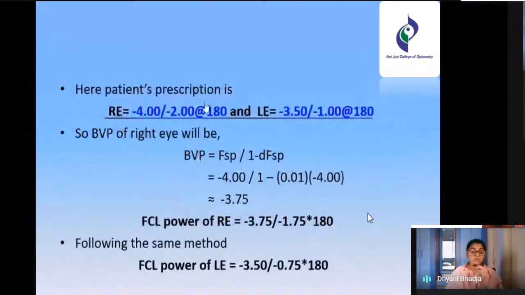So here the patient's prescription is right eye having -4 with -2 at 180 and left eye having -3.5 with -1. So BVP of the right eye, using this formula, will be -3.75. So the final contact lens power of the right eye will be -3.75 with -1.75 at 180. And similarly, using this formula, the final contact lens power of the left eye will be -3.5 with -1.75, correct.